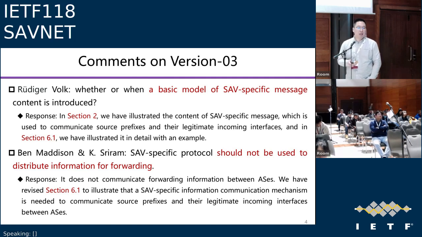Bing and Sriram commented that the SAV-specific protocol should not be used to distribute information for forwarding. Our response: first, we have refined the name of the SAV-specific protocol to the SAV-specific information communication mechanism. It does not communicate forwarding information between ASes. We have revised section 6.1 to illustrate that a SAV-specific information communication mechanism is needed to communicate the source prefix and their legitimate incoming interfaces.